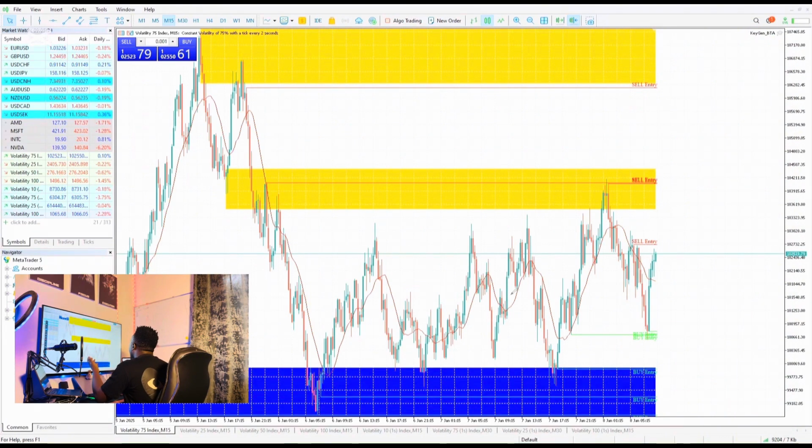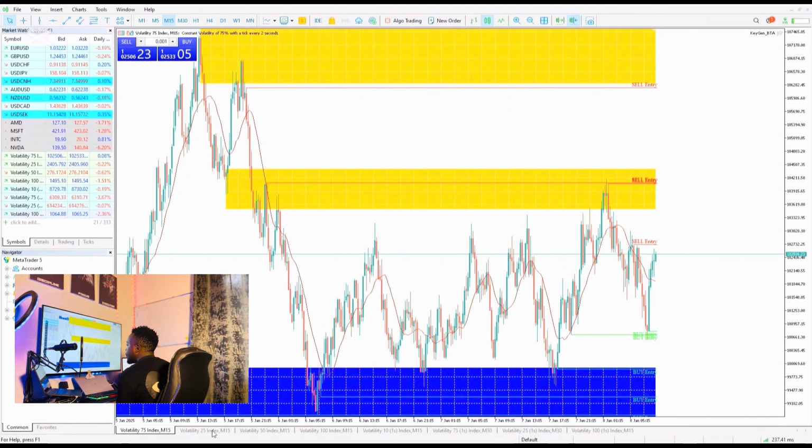and it was accurate. Okay, and again, we got some more entries right here and more entries right here, and this is where we are at. Okay, so this is a simple breakdown on V75 just using this indicator, and just understanding a few trading principles. Let's see if the indicator is accurate on all these volatilities.